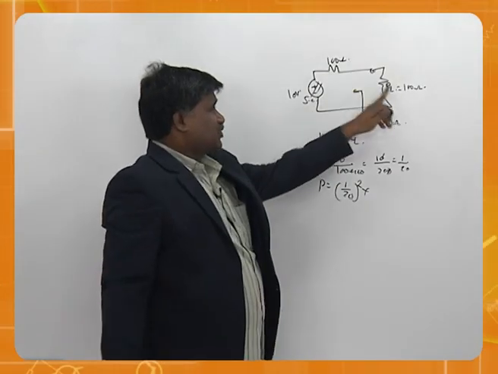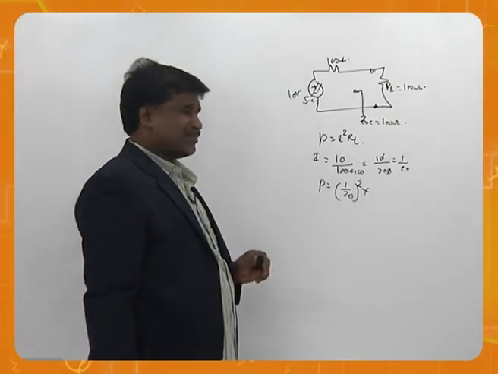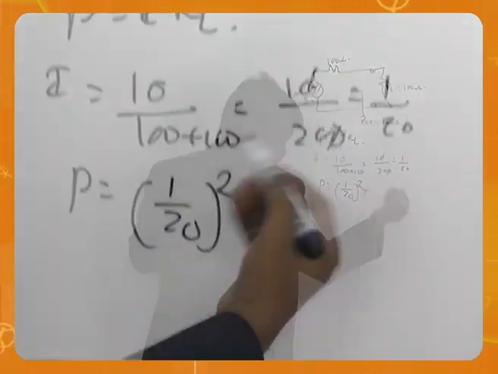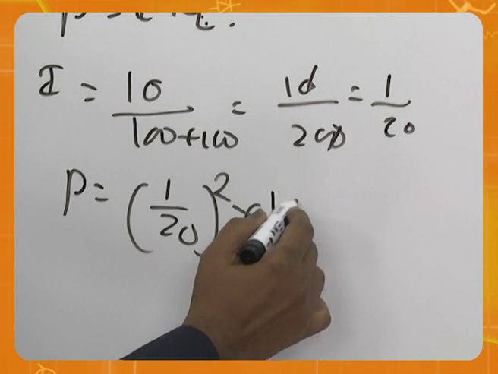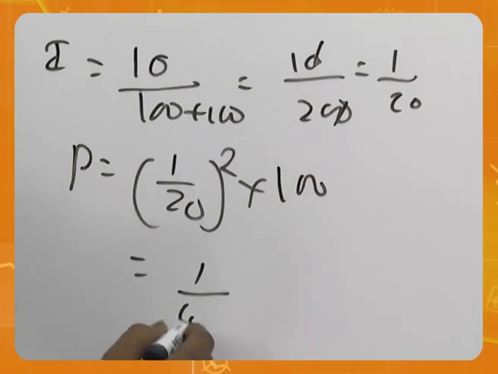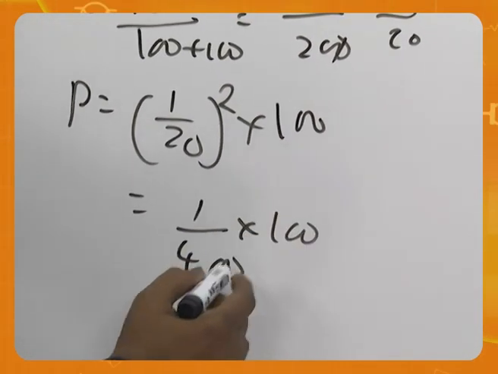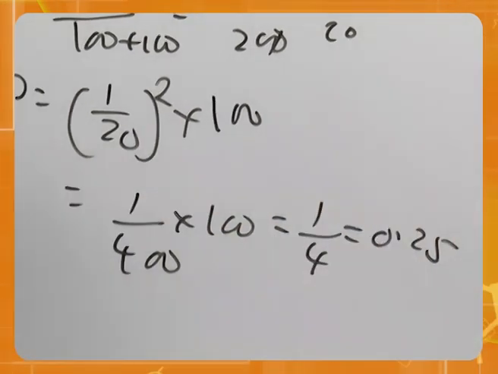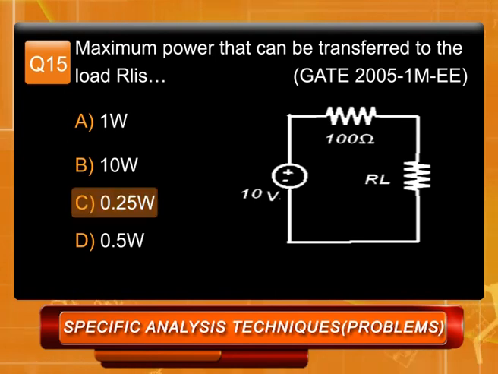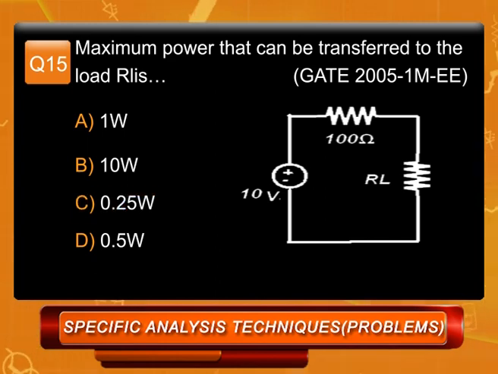Why? When these two are equal, there comes maximum power. That means go for multiplying with RL. RL is 100. So, 1 by 400 into 100. So, answer is 1 by 4, that is 0.25. The option is C. So, simple. That is the problem.